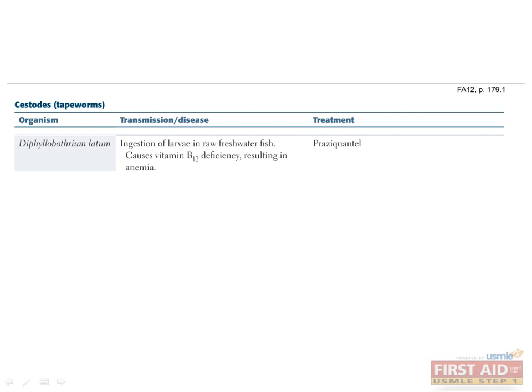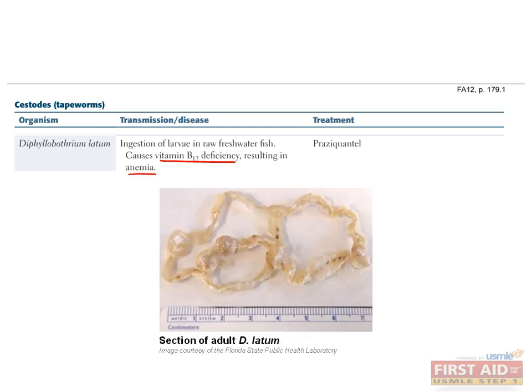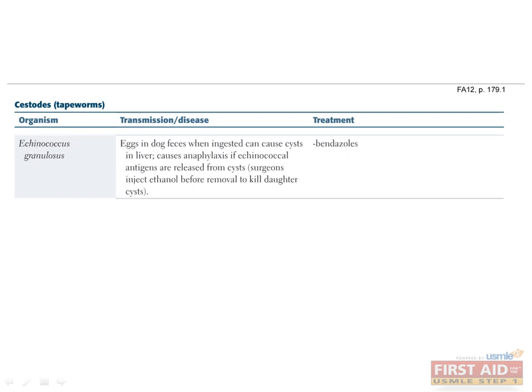You will really only encounter this worm on the boards in the context of vitamin B12 deficiency and macrocytic anemia. This is because this long worm, which can grow to be several meters long, can attach itself to the intestinal wall and compete with the host for nutrients, especially vitamin B12. As a result, the host will become vitamin B12 deficient and present with megaloblastic macrocytic anemia. Treat with praziquantel. Last of the cestodes is Echinococcus granulosus, which is contracted by ingestion of eggs from canine feces.